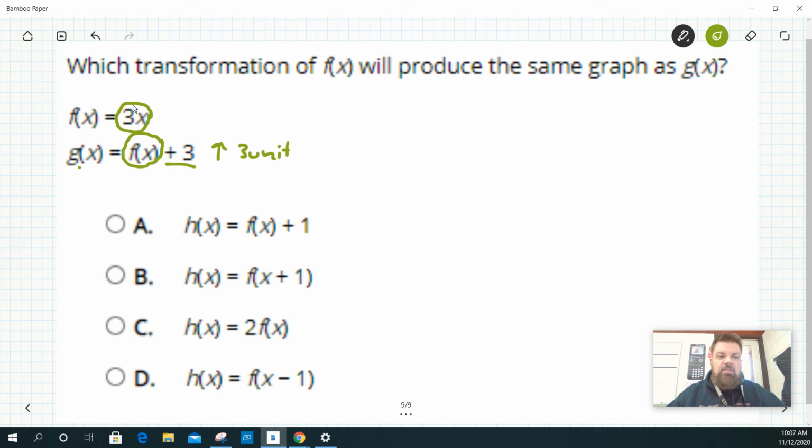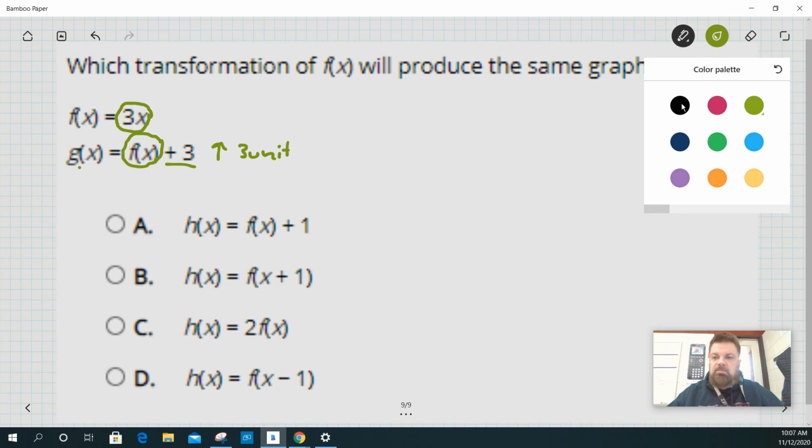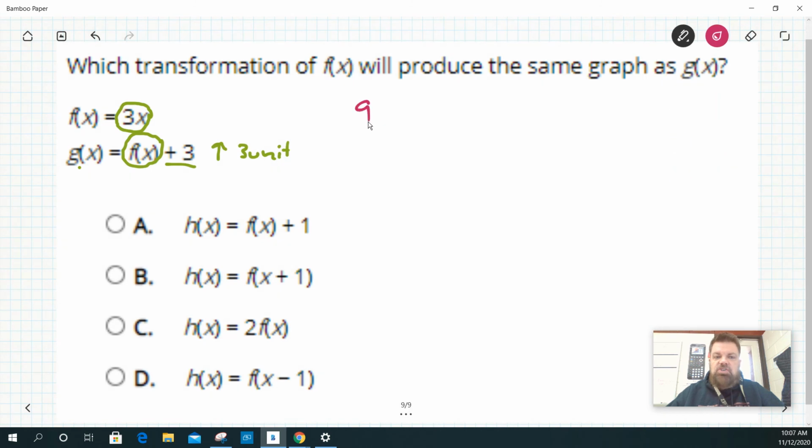In other words, if I graph f of x and I go up 3 units, that'll give me g of x. But let's just do some regular substitution. So what does this mean? Well, if I say g of x is equal to f of x plus 3, what's f of x? f of x is just 3x plus 3.